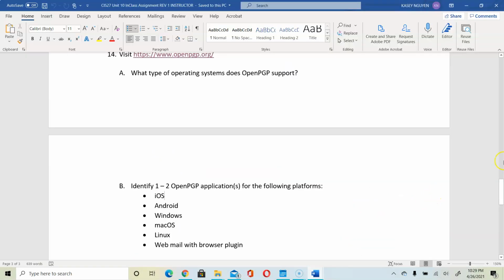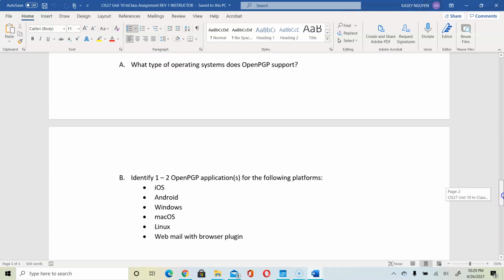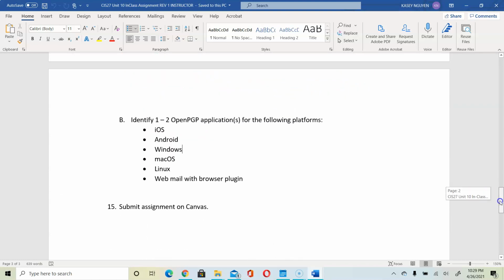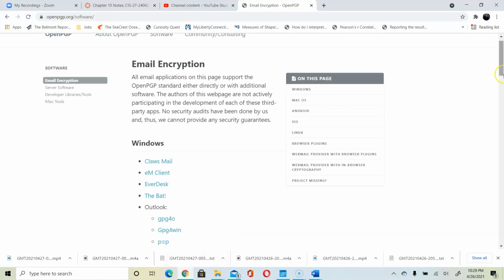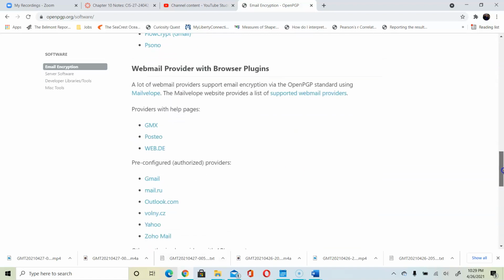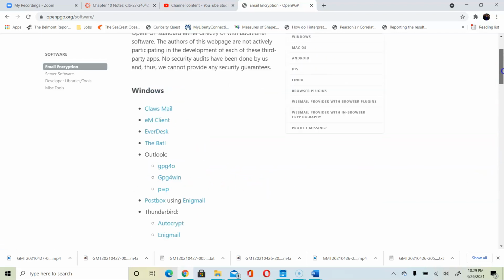Then you would navigate through and select 1 to 2 for each of the platforms. Once you do that, you can revisit the website and read through and learn a little bit more about each type of application. And if it's browser based, you can have plugins for the browser, like for Outlook.com or Yahoo and so on.